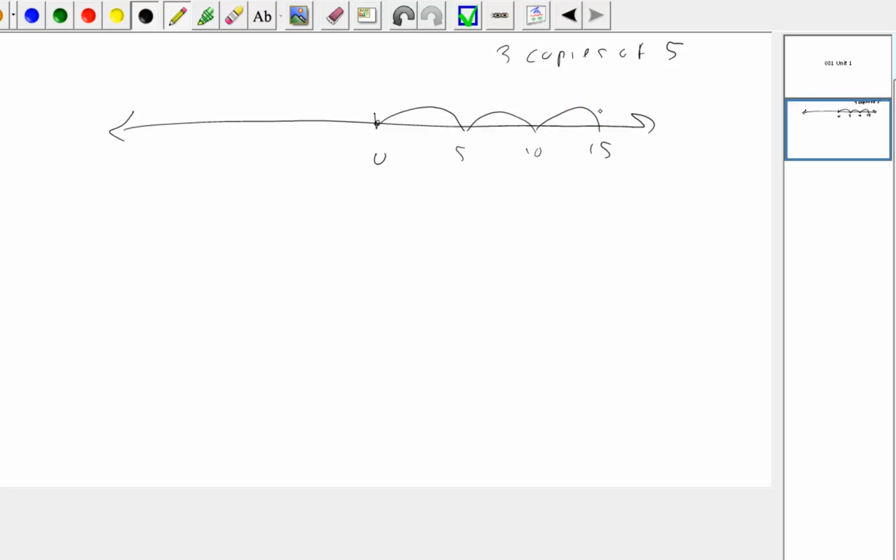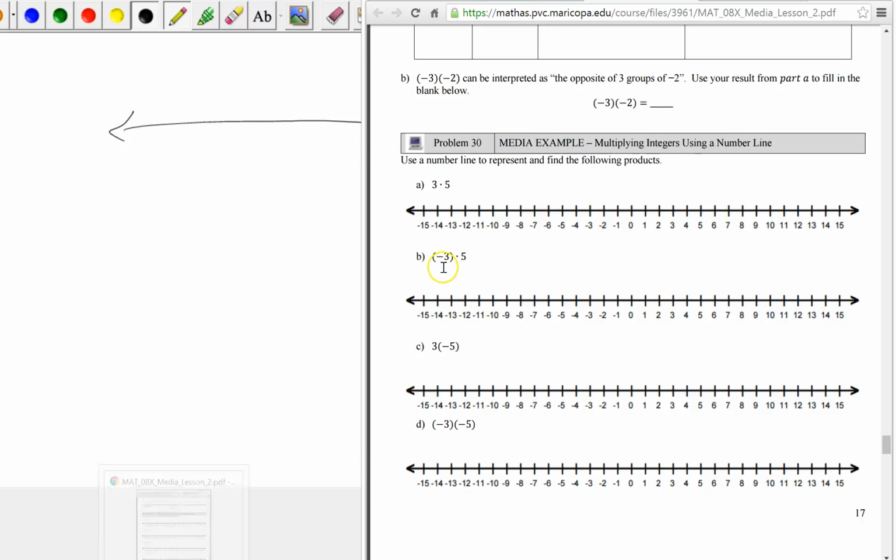I can almost guarantee that a student will look at this and they will do 5 copies of 3. So they'll do 3, 1, 2, 3, 4, 5 to get to 15. And I would let them know that that's equivalent, so they're not officially wrong, but we are using the idea of the first number as being the number of copies, and this is the size, so that's why they should increase by 5.